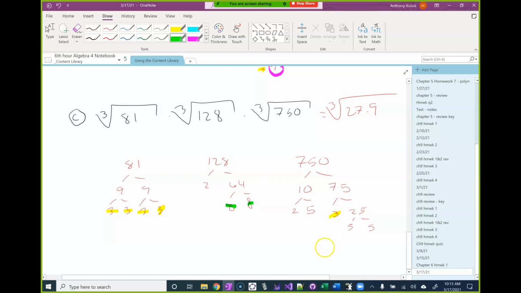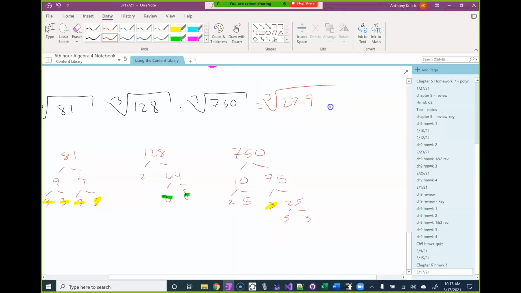I'm going to underline those guys though, acknowledging that I don't have perfect cubes there. Actually, let's do a different color scheme here. Three times 3 times 3. See the 3 yellow threes? Oh, I was looking at the four. Okay.